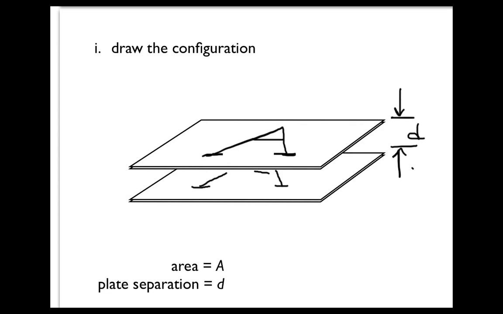So we're going to walk through how you would do this for a parallel plate capacitor, meaning two plates that are parallel to one another, and our capacitor is going to have area A, and it's going to have a plate separation of D, and we're going to figure out what its capacitance would be.